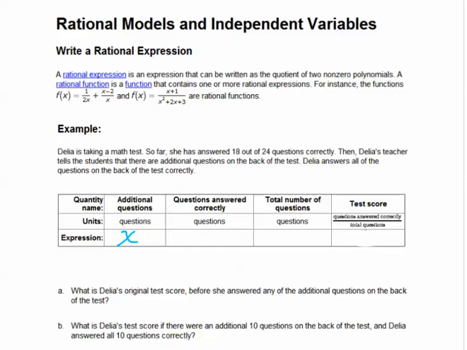But we know that she had answered the number that she answers correctly are going to be whatever the answers on the back of the test are. Okay, and she answered the 18 already correctly. Now the total number of questions is 24 from the front and x from the back, so x plus 24. So how many did she answer correctly? She answered x plus 18 correctly over x plus 24.